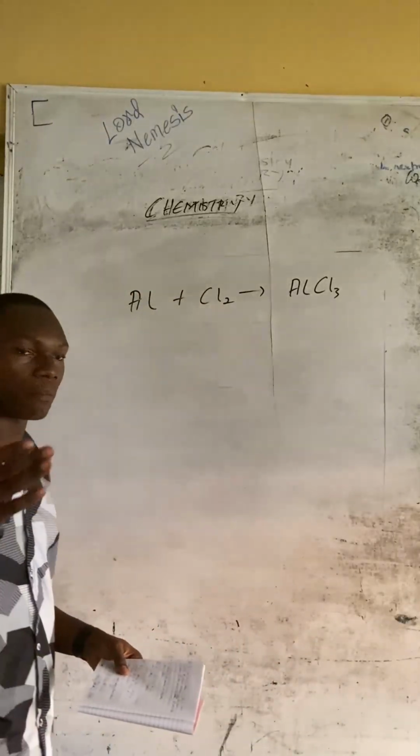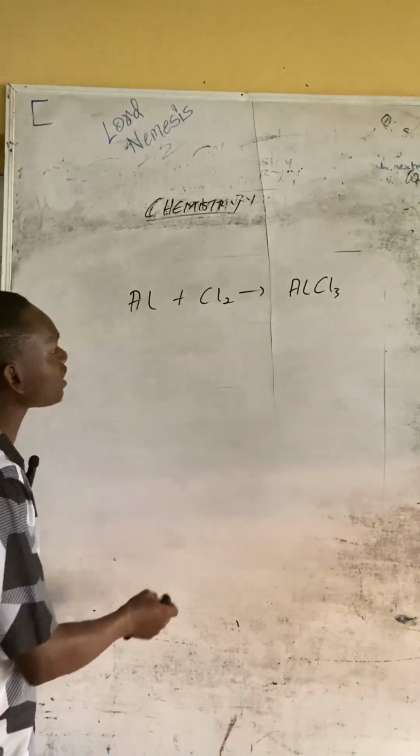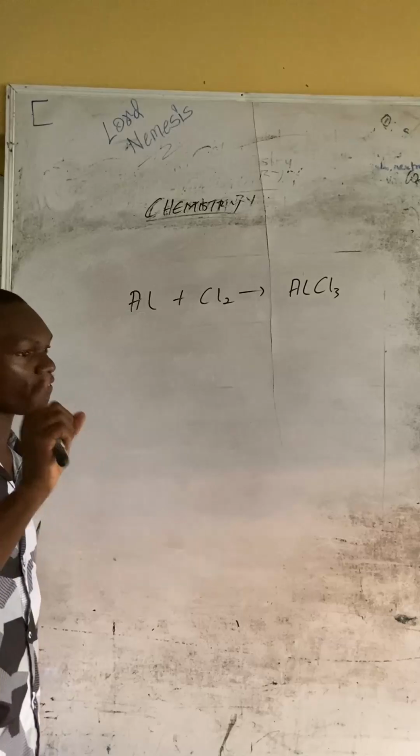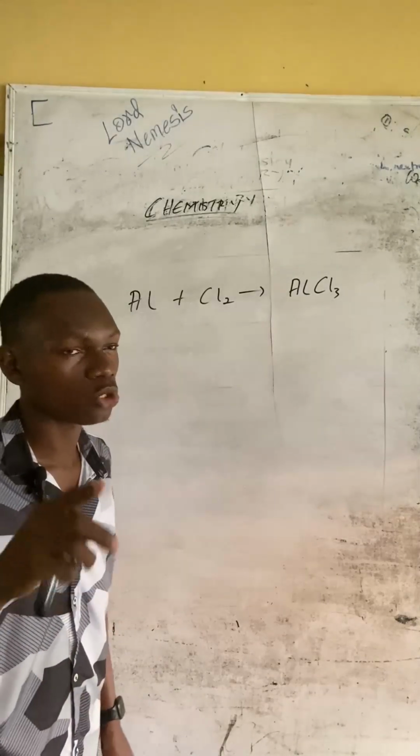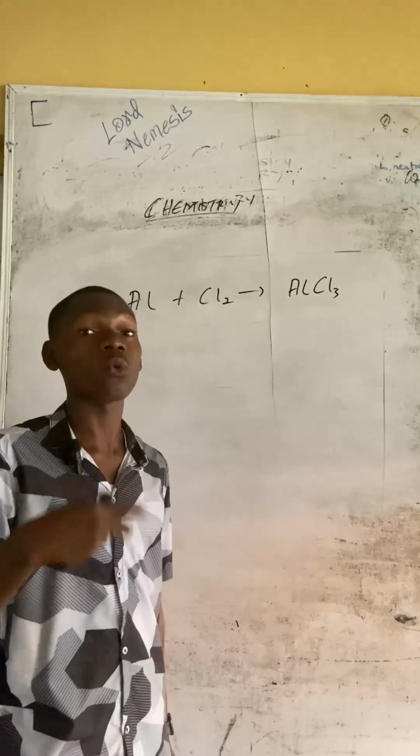Now, from that video I posted, I say whenever you are faced with an equation to balance, the first thing you do is to balance it with this particular trick. Don't use trial and error. Trial and error will waste your time, right?